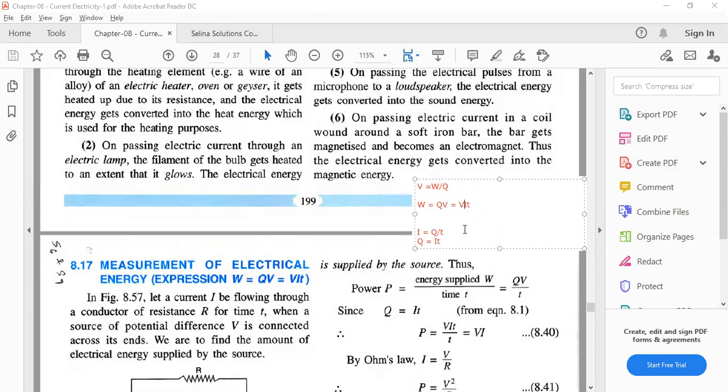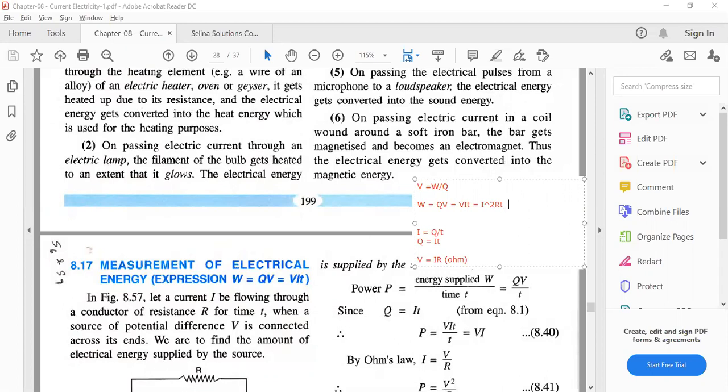Now in this case, can I write, in place of V, IR, by Ohm's law? So in place of V I wrote IR, then it will become I square RT. Okay, is it understandable or not?